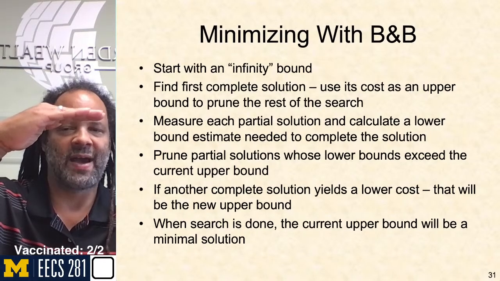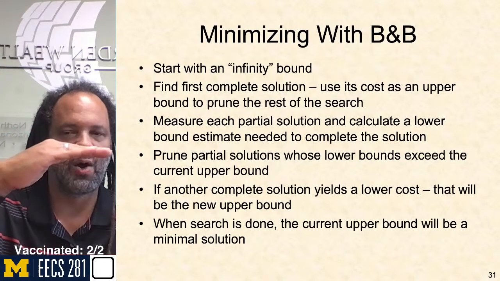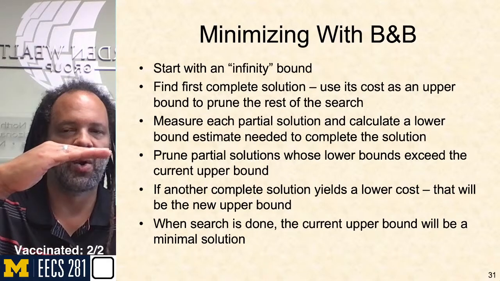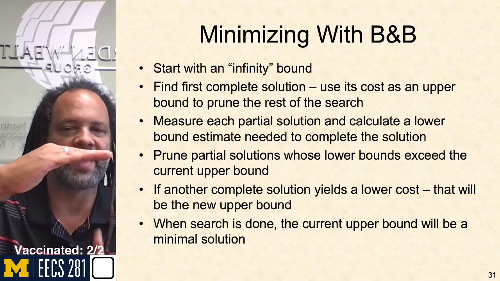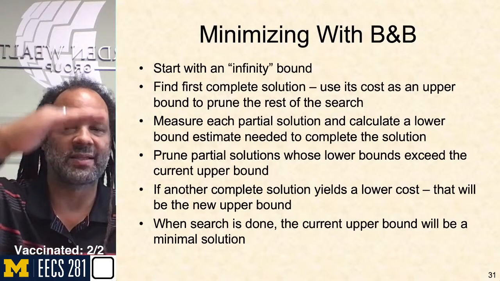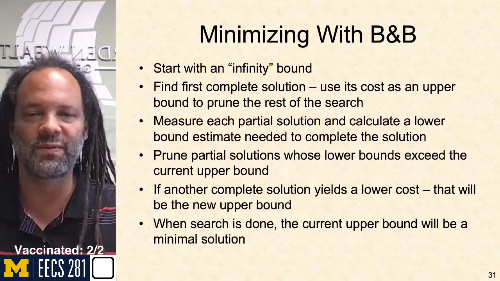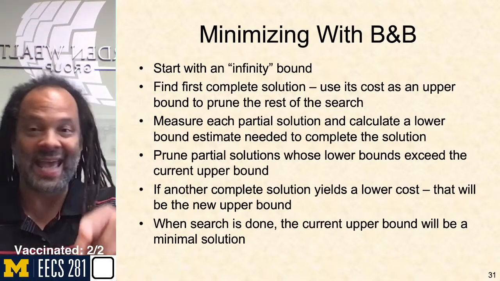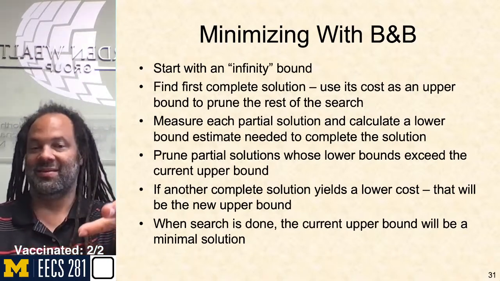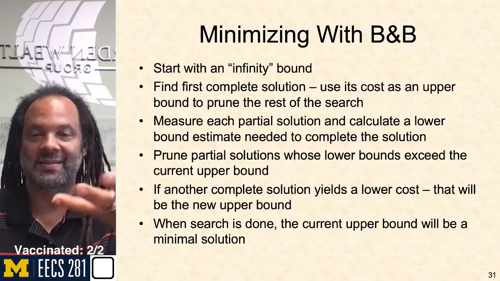And so every time I find a new solution that's better, I lower my upper bound, and that lowers my search space, and I can't search above that because it's a waste of time. So I've got this upper bound that keeps lowering every time I find a solution that improves things. In the end, the upper bound is the answer, because that's the best thing I've seen so far.